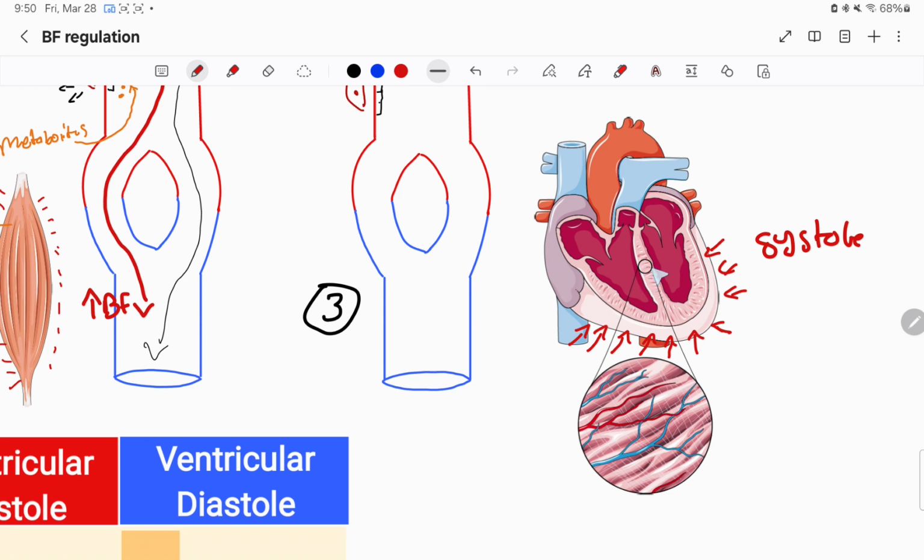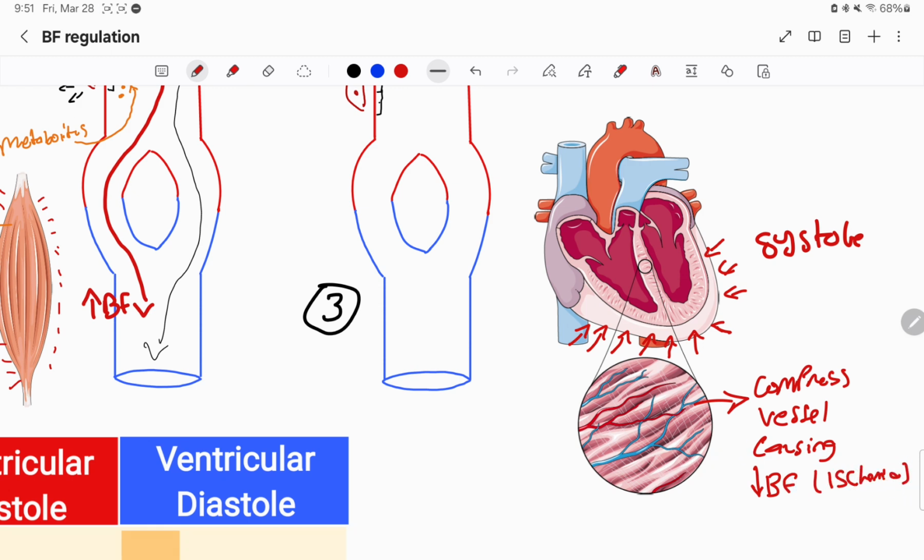But if I zoom in on the heart muscle, you'll notice that it has all of these blood vessels running in between and through the muscle. And if the cardiac muscle is contracting during systole, it is compressing these vessels. Look at it. It'll compress these vessels, causing low blood flow to the actual tissue, causing ischemia, if you will. Very mild ischemia, very transient, brief.